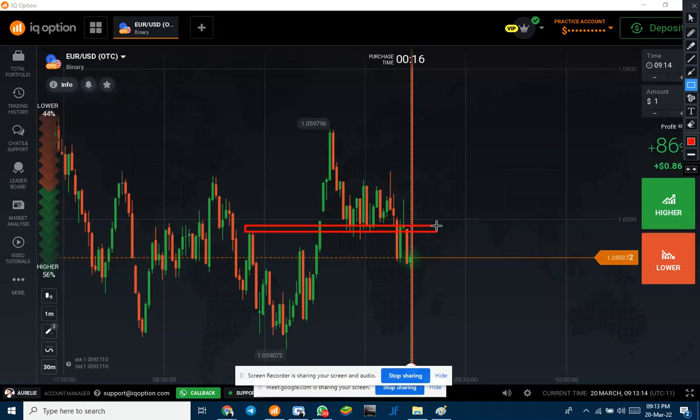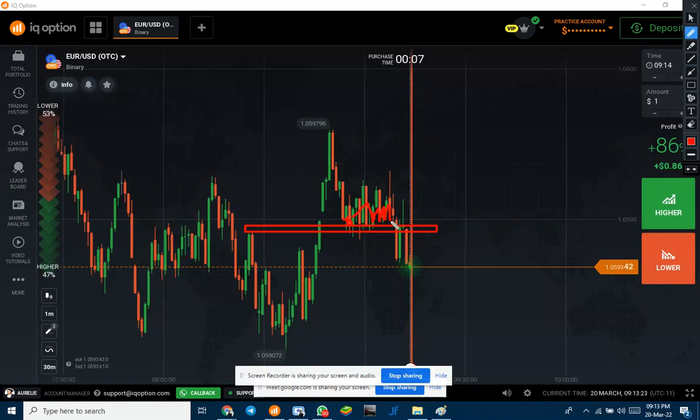Let's say you draw a zone here and you see the market approach the level and reverse. This should be your first entry point. Don't pay attention to the next level, to the next time the market visits the zone.